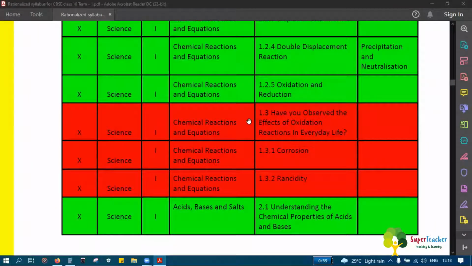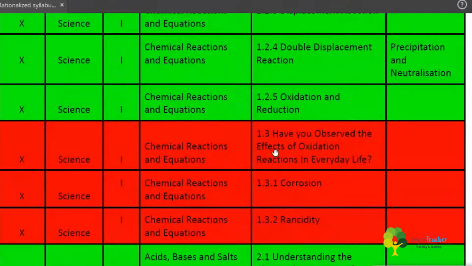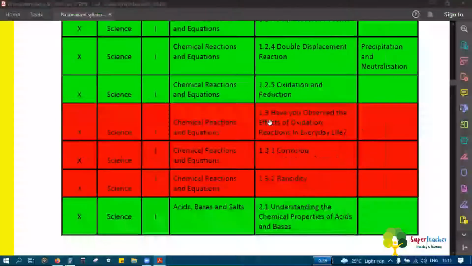But after that, have you observed the oxidation effects of oxidation reactions in daily life? This has been removed. So oxidation and reduction reactions are there, but the application part is removed. And also corrosion and rancidity, both are removed.